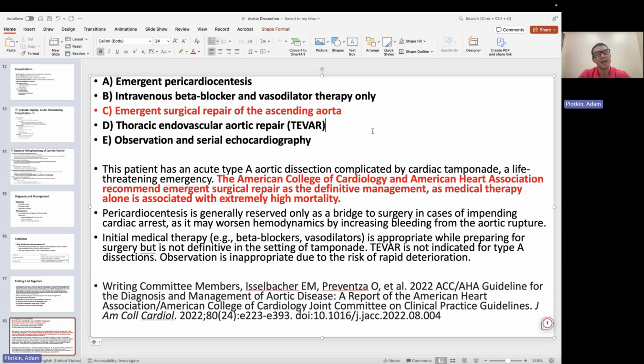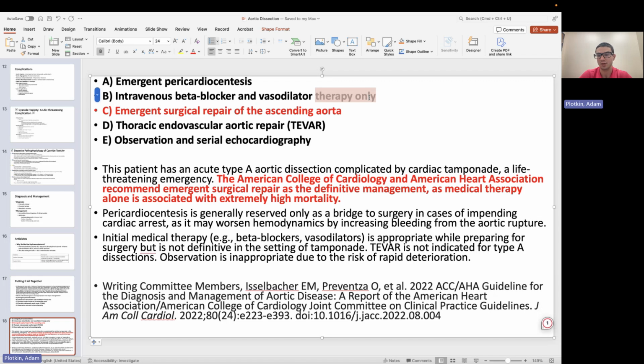Looking at the literature, if you have cardiac tamponade from any other reason, pericardiocentesis is likely the right answer, right? When you have aortic dissection leading to cardiac tamponade, sticking a needle into the pericardium is probably going to cause further aortic rupture and only make things worse. Again, initial medical therapy would be appropriate in most cases. Obviously, in this case, where the patient's blood pressure is 80/50, it's not going to work.